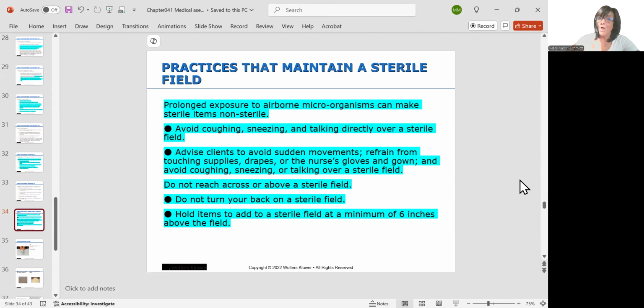If you're working with a client and you have a sterile field, advise them to stay put, not make any sudden movements, don't touch anything. Don't turn your back on your sterile field, and hold items that you want to add at a minimum of 6 inches above the sterile field. Like if you opened up a package, you would drop the items there. Okay. That's very important.